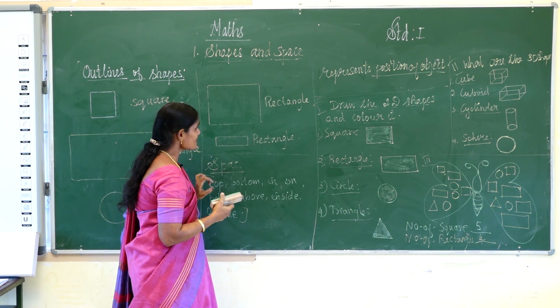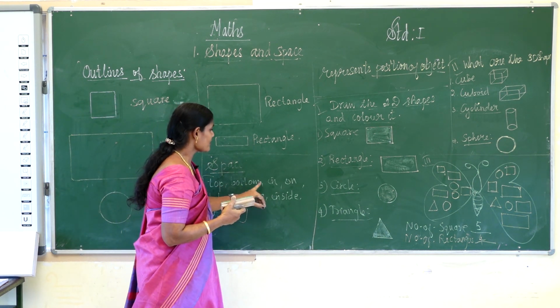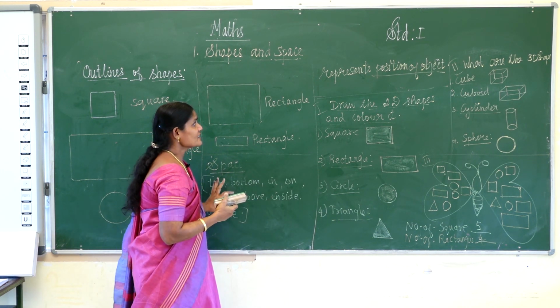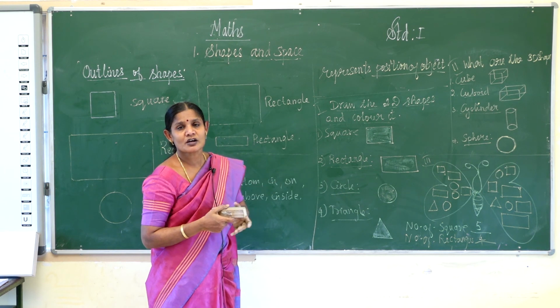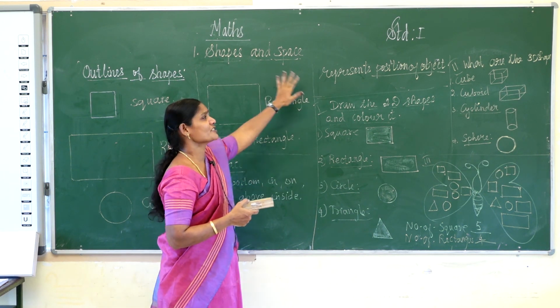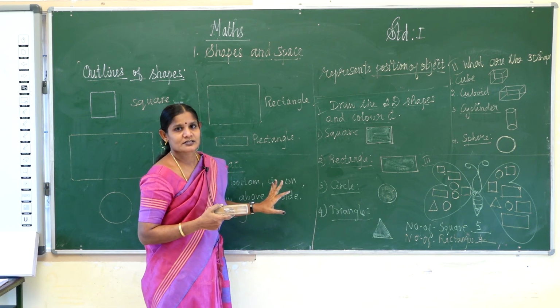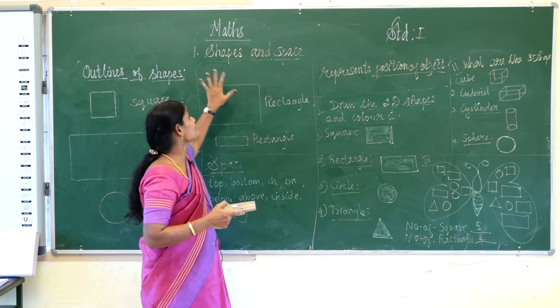Then space, what is the space? Top, bottom, in, on, below, above, inside, outside. These words represent the position of the object. To represent the position of the object, we have to use these words. Okay. So, we shall finish the first lesson.